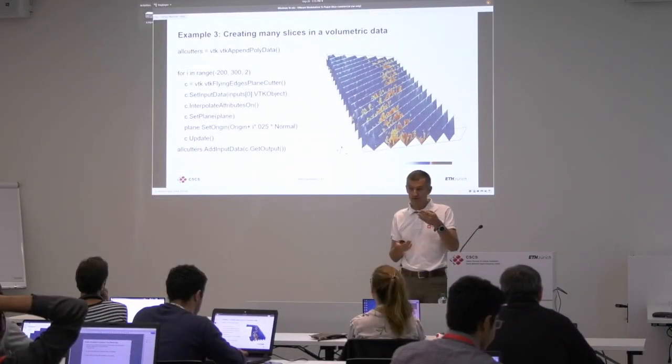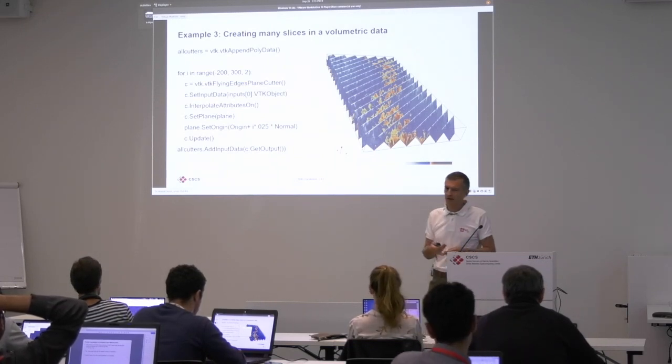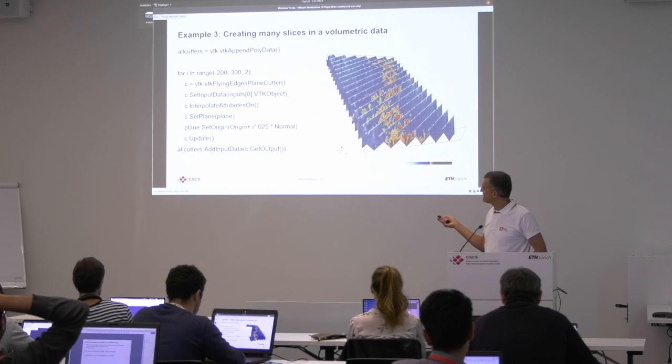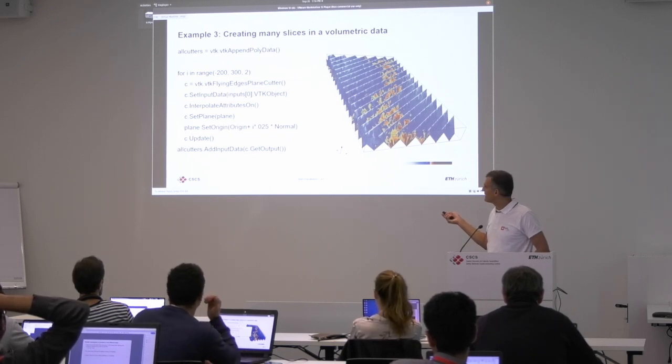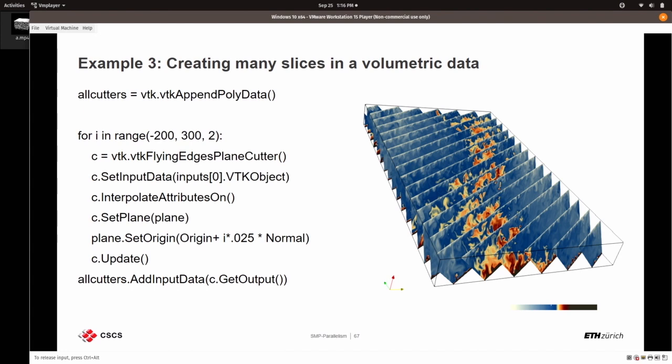If you go to your ParaView interface, load plugins, and load the accelerated algorithm, you will have that class. Basically, in a loop for nearly 250 slices, I'm creating a slice, I offset that particular slice, and I append, this is the append polydata filter, which allows me to accumulate multiple results into a single object.